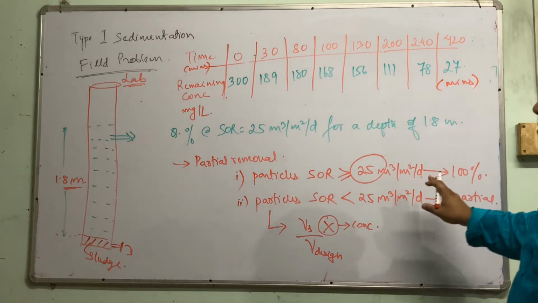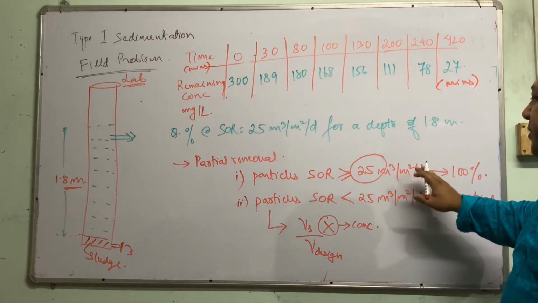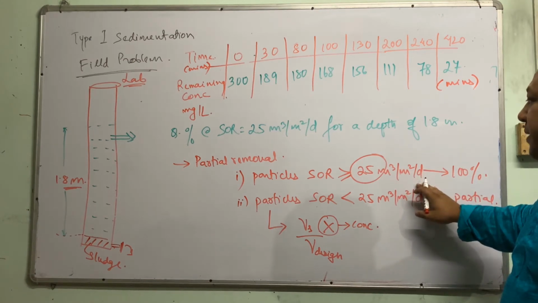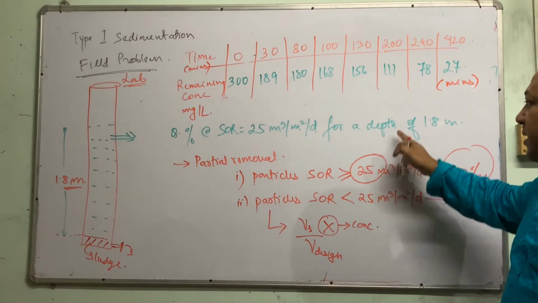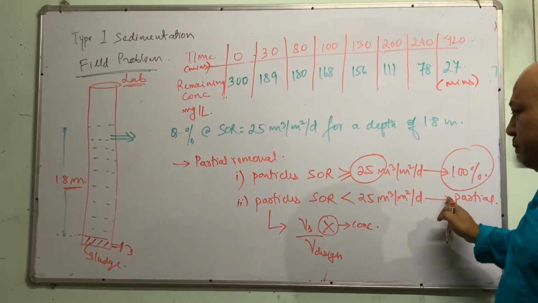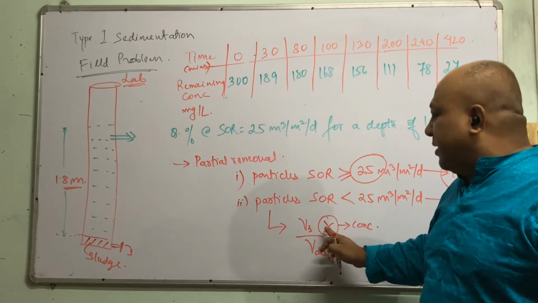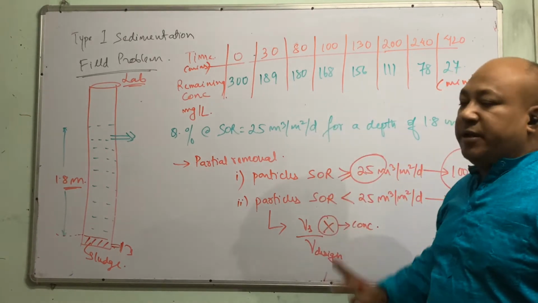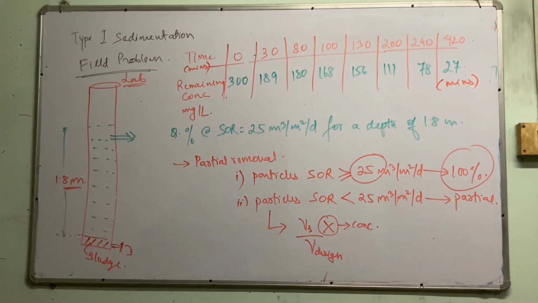So simple. What you have to remember is, SOR greater than or equal to 25 meter cube per day will be 100% removed. Those less than the design SOR will be partial removal, that is settling velocity by design velocity times the concentration over there. Fine. Now from here, how will you find it?